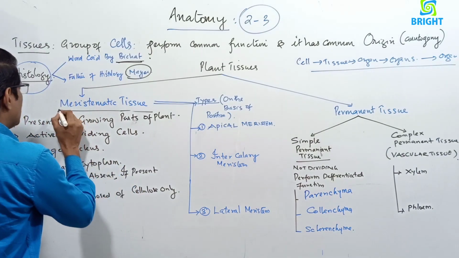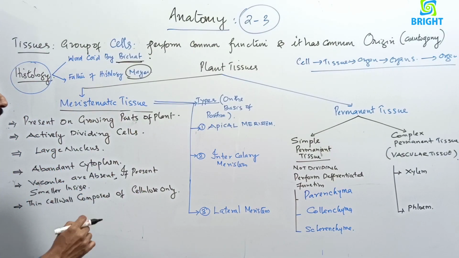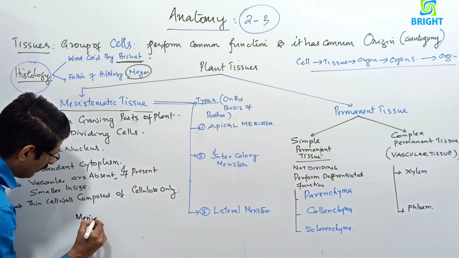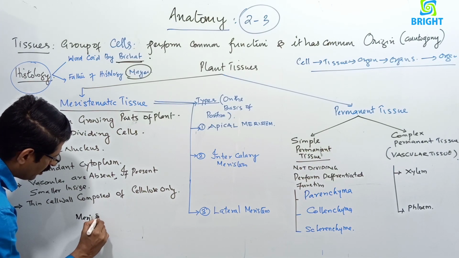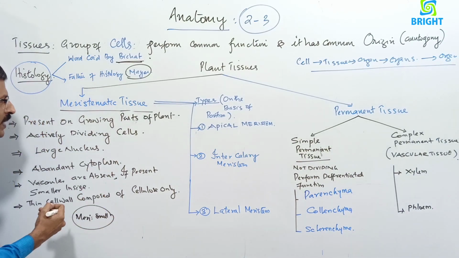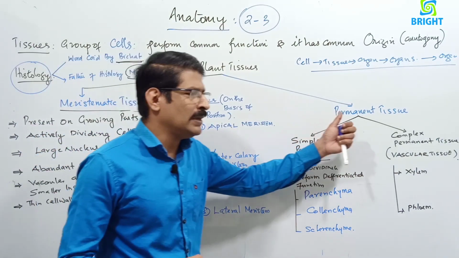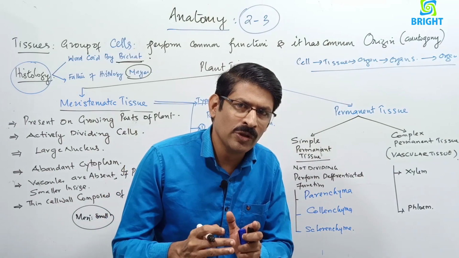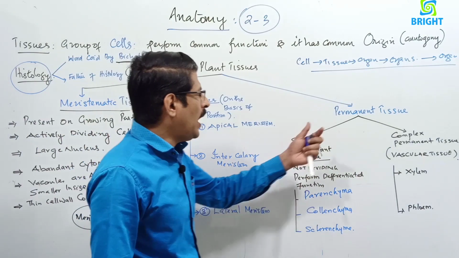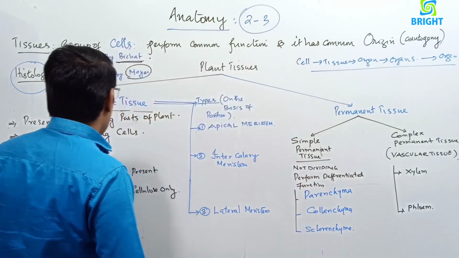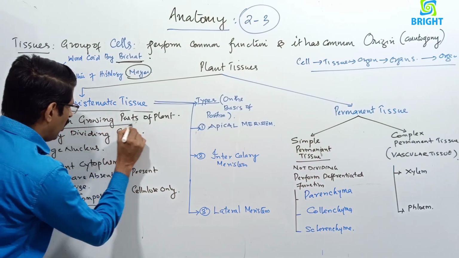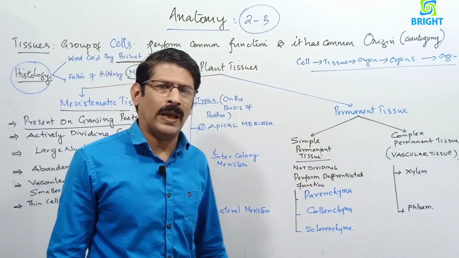One is meristematic tissue. Meristem, the word meri, means divided or small fragments, small pieces of cells, and the other is permanent tissue. So in the plant, tissues can be divided into 2 types, meristematic tissue and permanent tissue. And what is meristematic tissue? Meristematic tissues are present only on the growing part of the plant.